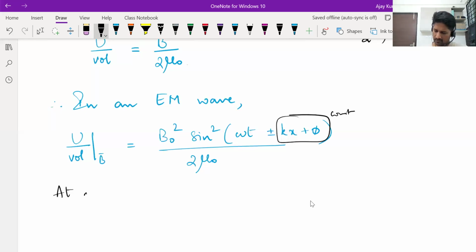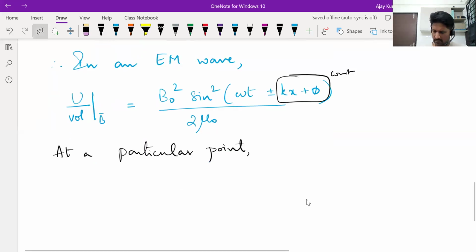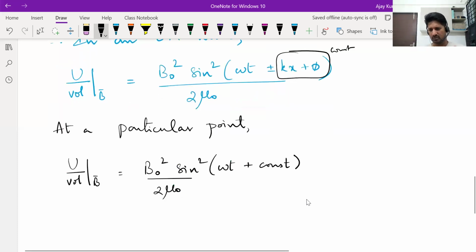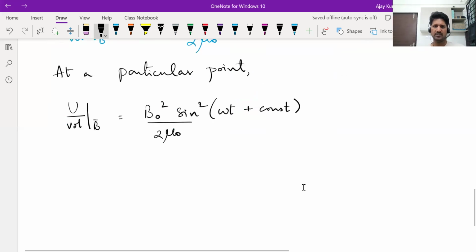Then at a particular point or position, you can call it anything, the energy per unit volume in the magnetic field becomes B naught square sine square omega t plus some constant, divided by 2 mu naught. Keeps changing from time to time, obviously, because at a particular point, the magnetic field strength keeps changing from time to time.